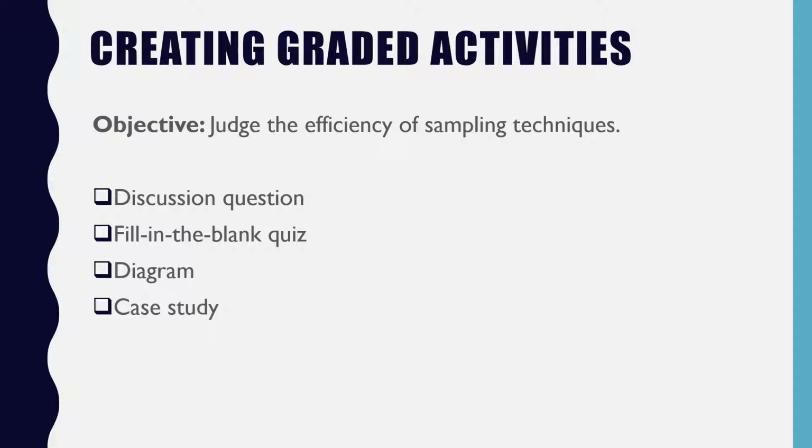Because students are using higher order thinking skills, the types of assignments are more involved and the deliverables may be more complex. Which of the following are examples of graded activities for the objective, judge the efficiency of sampling techniques? A discussion question, a fill-in-the-blank quiz, a diagram, a case study.